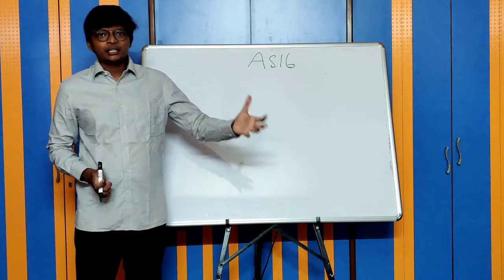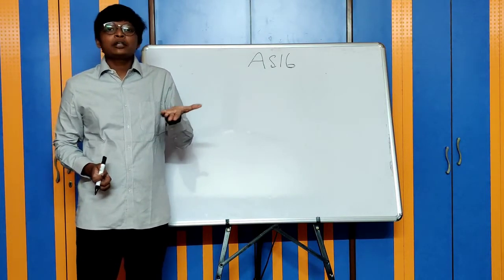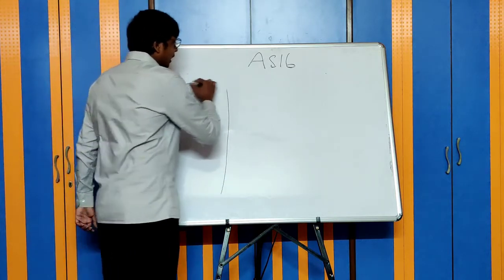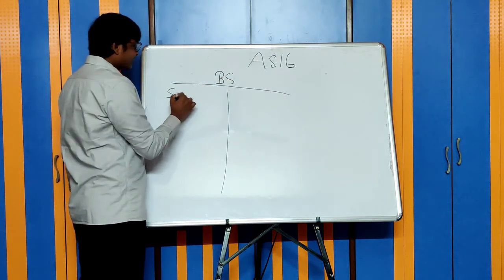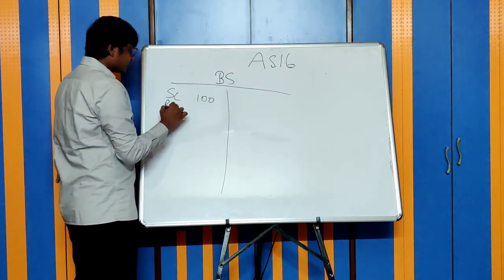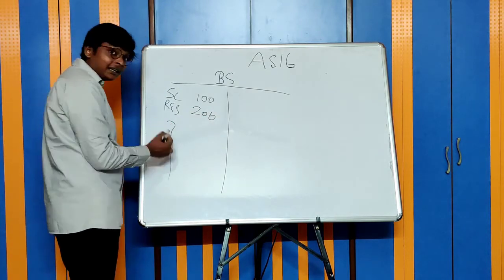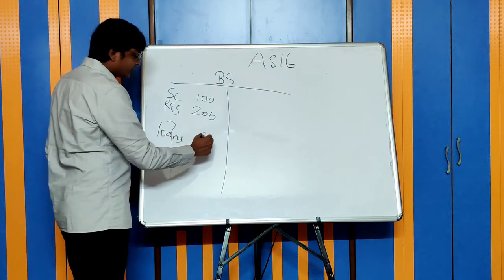Coming to the last discussion, what rate to use for capitalization, measurement of borrowing cost. For this, let us take a small example. Assume a balance sheet of a company. Let us say the company has a share capital of 100, reserves and surplus of 200, and it has other loans. It already has loans from bank to the extent of 50.